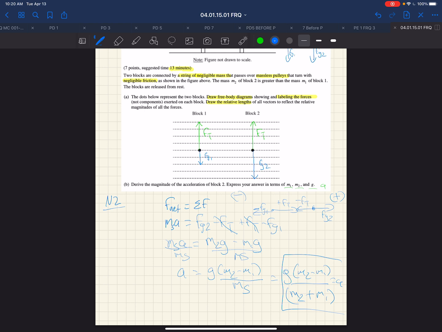Now, some of you left it unsimplified and, like back here and so forth. When they say find an expression, derive the magnitude of the acceleration A, you should have an expression that's A equals. It should also be clear which version you're looking for.